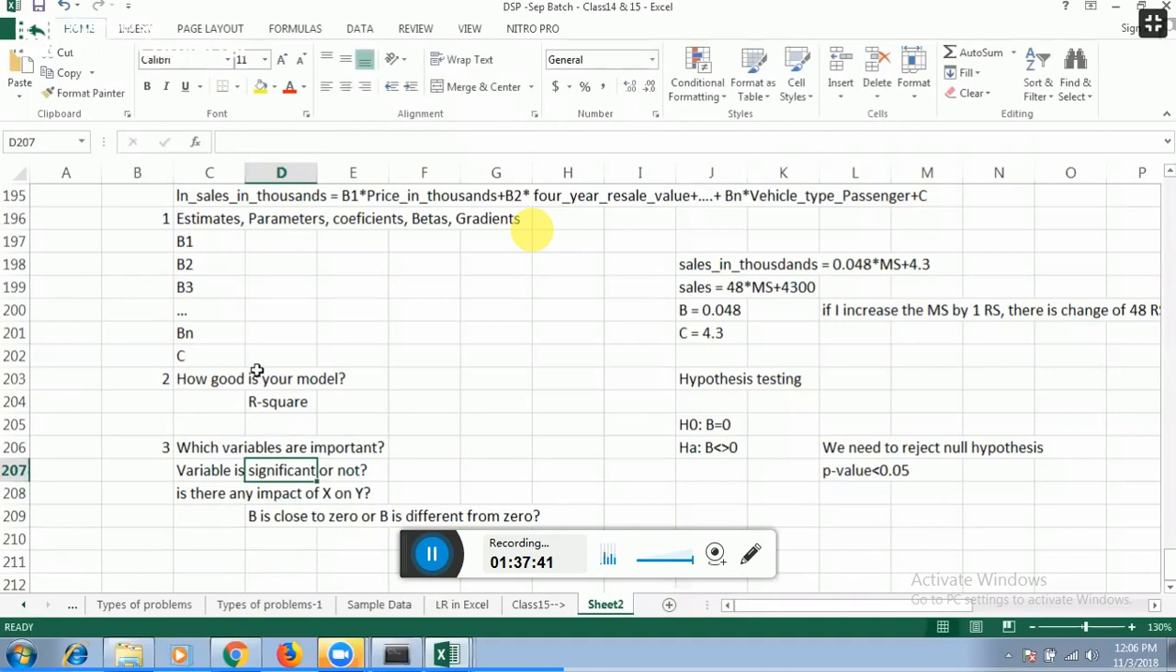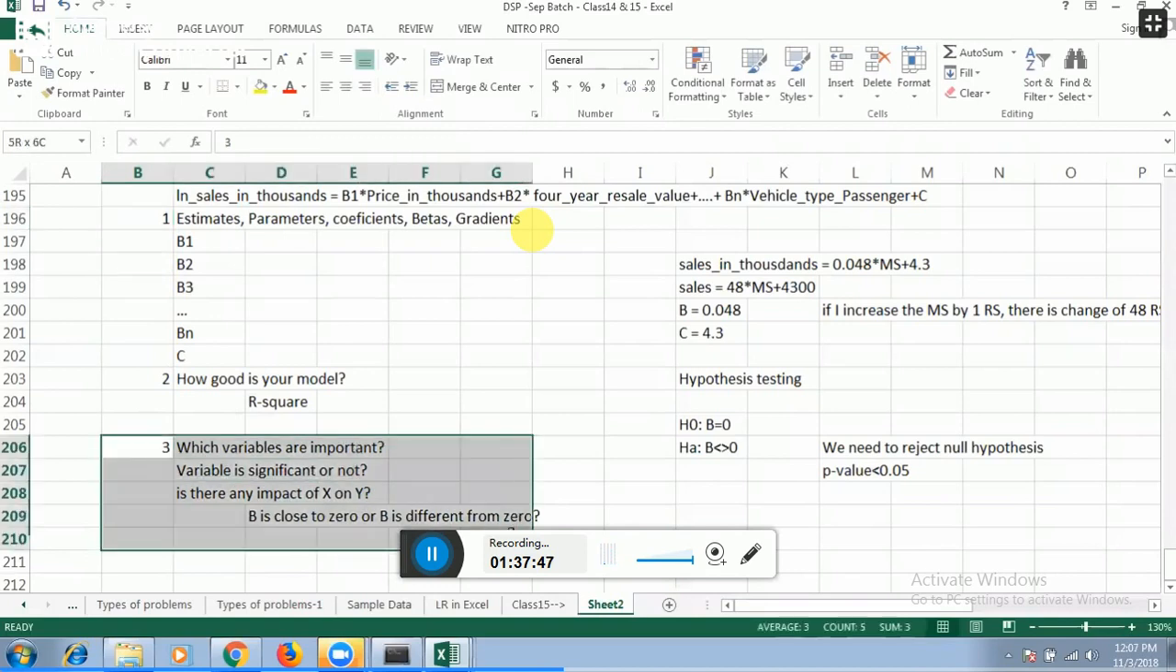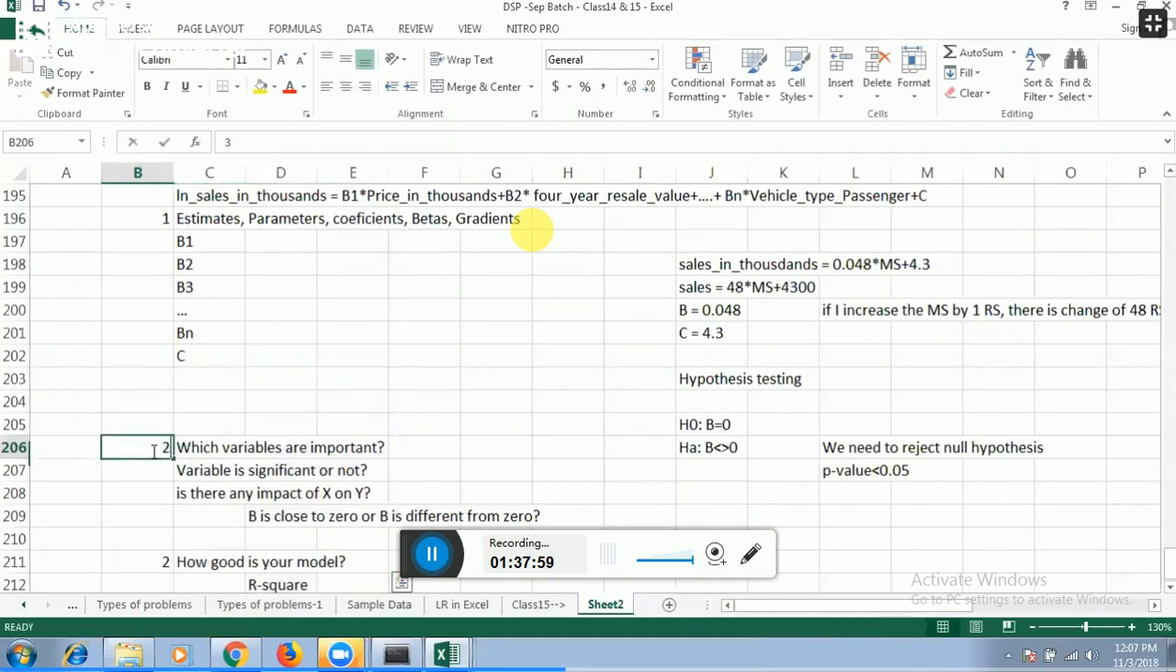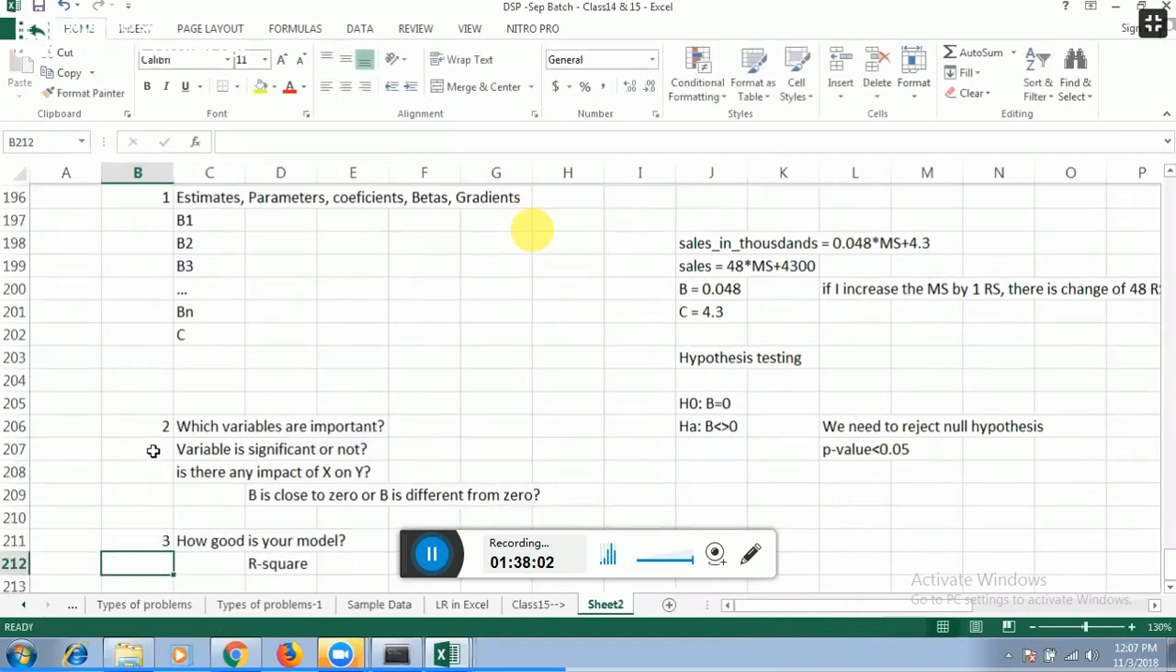So basically, the first thing is estimates. By looking at the estimates and the corresponding value of p, you can easily identify whether the variable is significant or not. And the third one is, of course, you can say second one, this is a third one: how good is your model?